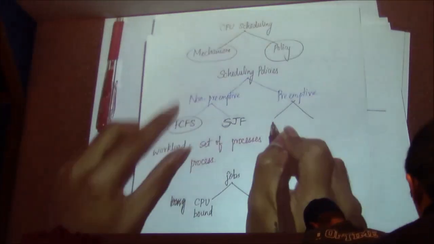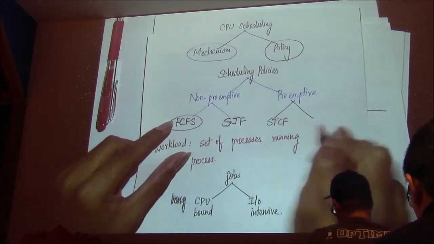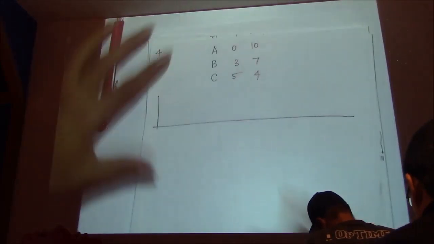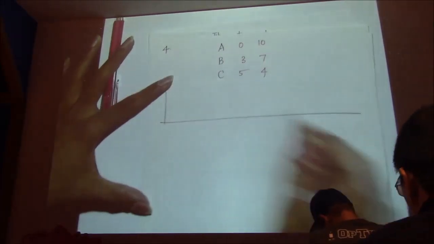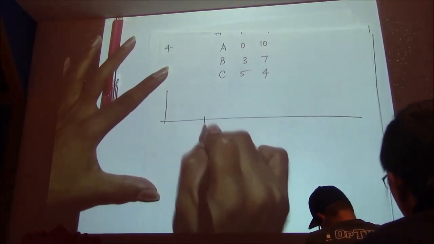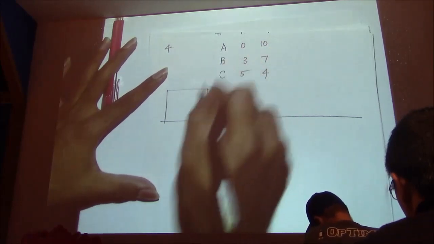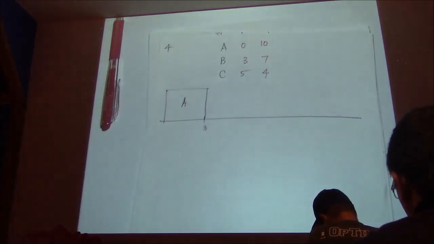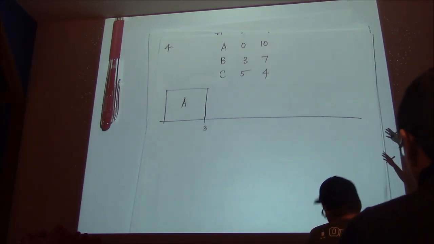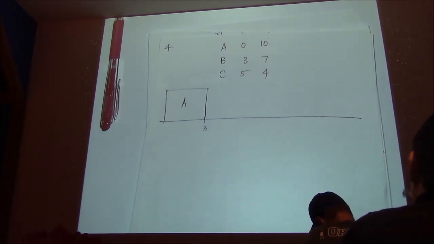In the preemptive category, the first thing that we saw was shortest time to completion first. The second thing that we're seeing is round robin scheduling. So when we do round robin scheduling, till time 3 we have no other option. We only have A to run. But at time 3, since we have A, B and C, we are not worried about the shortest job.